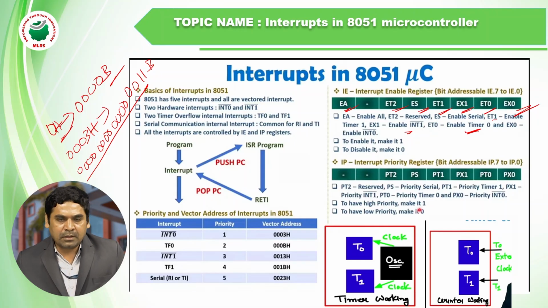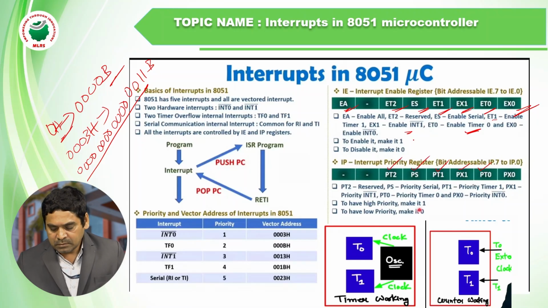Next, the IP register. IP is the interrupt priority register, which is also bit addressable, and it is an 8-bit register. The bits are PX0, PT0, PX1, PT1, PS, PT2. These are also individually bit addressable: first bit IP0, IP1, and then PX1, PT1, PS, PT2.